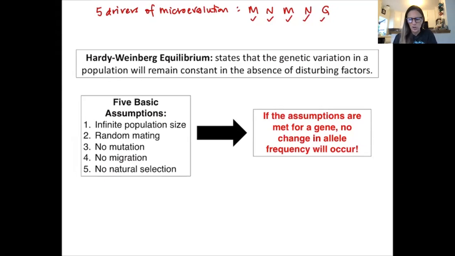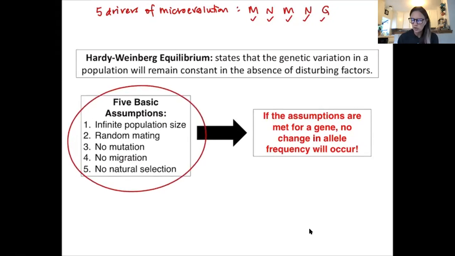And so this is where we're gonna bring in Hardy-Weinberg. So Hardy and Weinberg were 2 scientists very interested in studying allele frequencies. And what they came up with was this equilibrium. It was a mathematical principle that states the genetic variation in a population will remain constant in the absence of any disturbing factors, right? And they have 5 basic assumptions to make this theorem work. And what you'll notice is most of them are the things that we just talked about that can drive evolution, right? So if these assumptions are met for a gene, then no allele frequency change will occur.